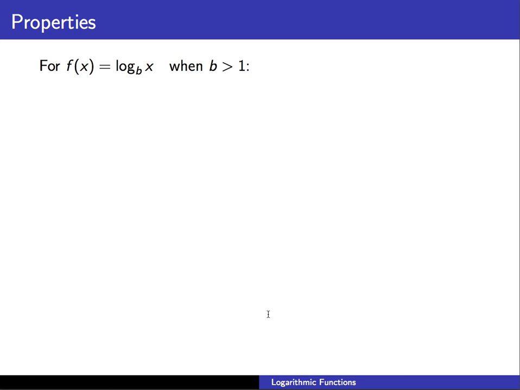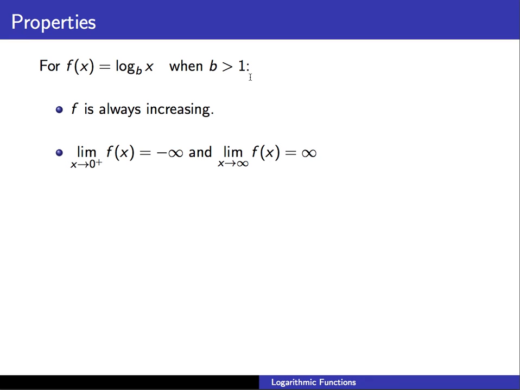For log base b of x, when we have a base that's larger than 1, our function is always increasing. It is known as logarithmic growth if it's increasing. The limit as x approaches 0 from the right, so that's what this notation means, this little plus sign that looks like 0 to the plus power means as we get closer to 0 from the right, our y values are sinking down forever towards negative infinity. And as x goes to infinity, our y values go up to infinity. So as we go to the right, as x approaches infinity, our y values go up forever. They just don't go up very fast.